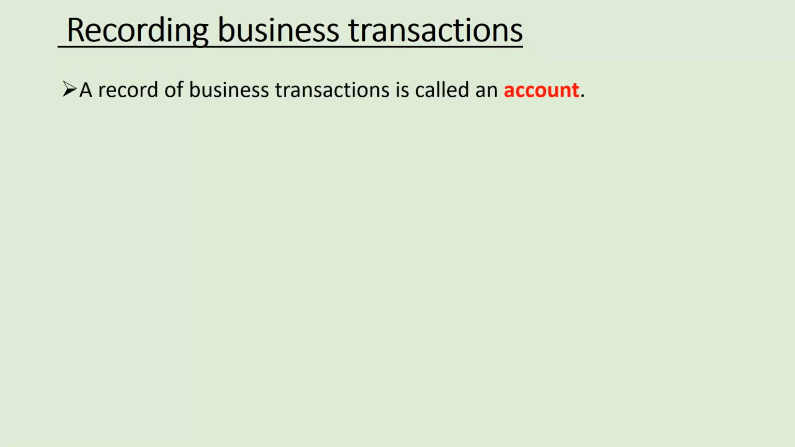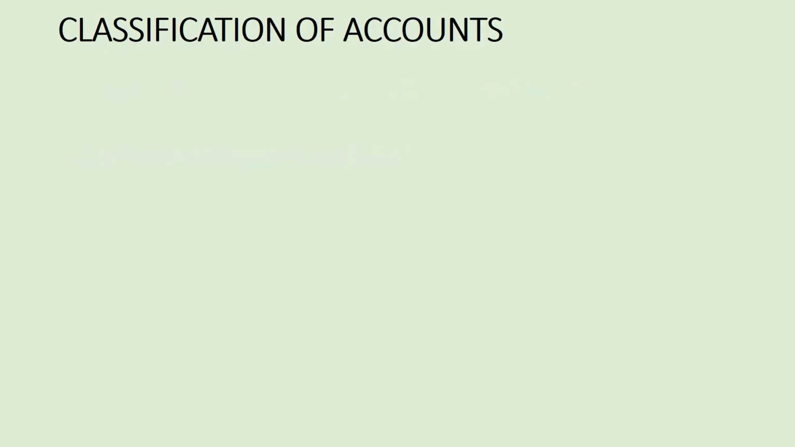A record of business transactions is called an account. This subject is Principles of Accounts, which basically means we're studying how to record business transactions. A collection of accounts is called a ledger. Different types of accounts are all recorded in what is called a ledger.